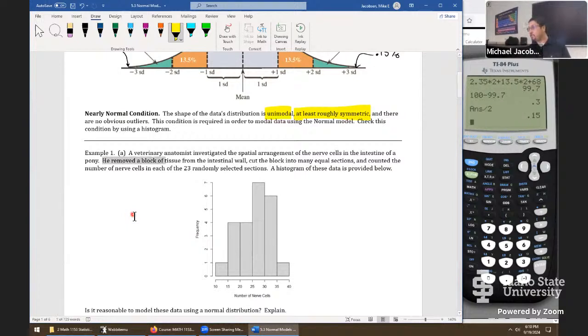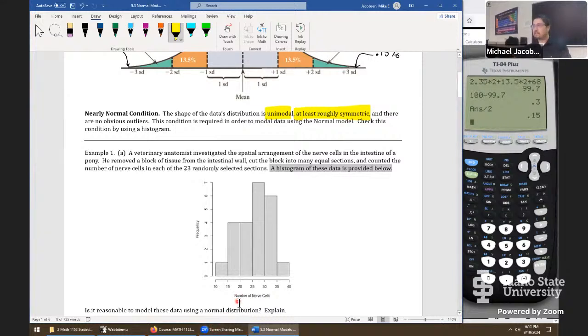He removed a block of tissue from the intestinal wall. So imagine just a small square of meat, probably a sugar cube size, cut the block into many equal sections, and counted the number of nerve cells in each of the 23 randomly selected sections. That sounds like he has a ton of assistants and a big lab to actually do this. That's labor intensive. A histogram of these data is provided below. So let's look at the histogram.